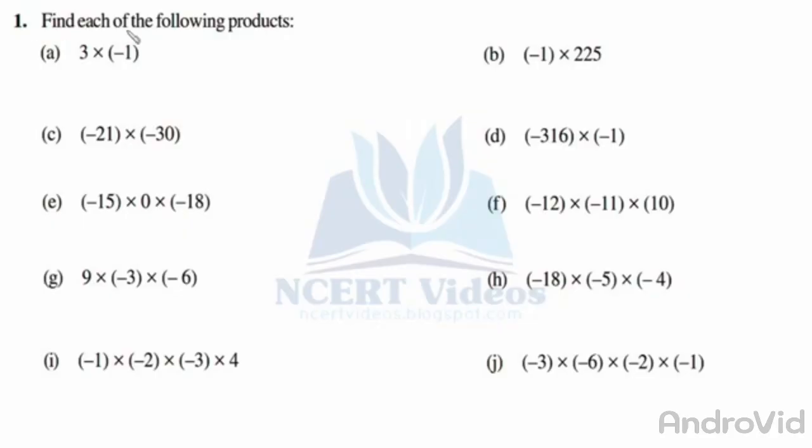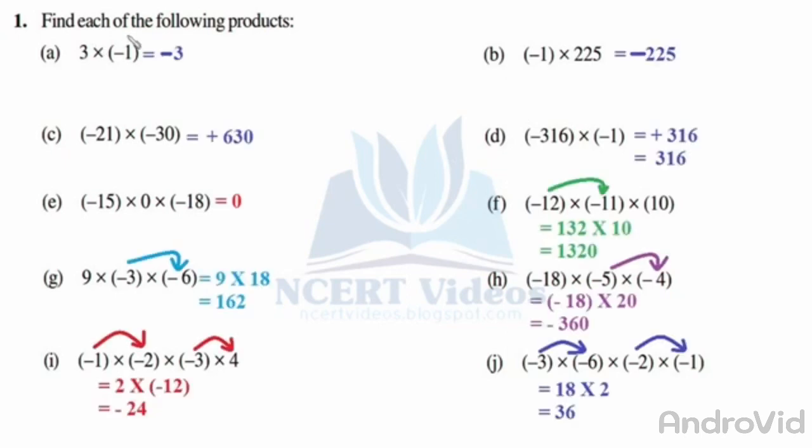Question first. Find each of the following products. So these are the following questions. We have to find products of the following questions. Part A, 3 into minus 1. So 3 into 3, plus minus minus, therefore answer is minus 3.